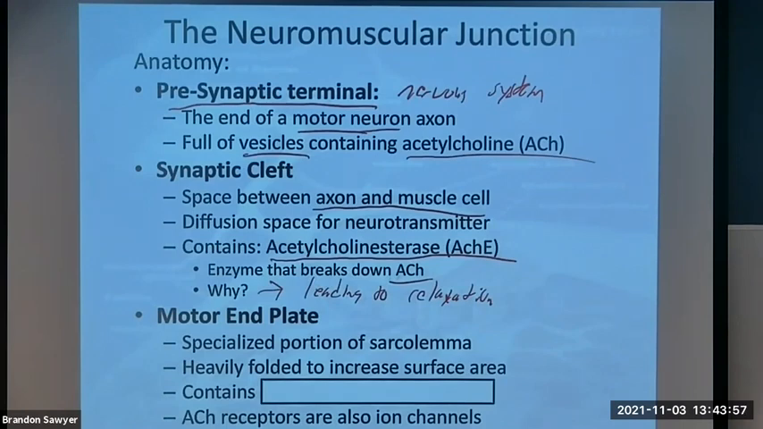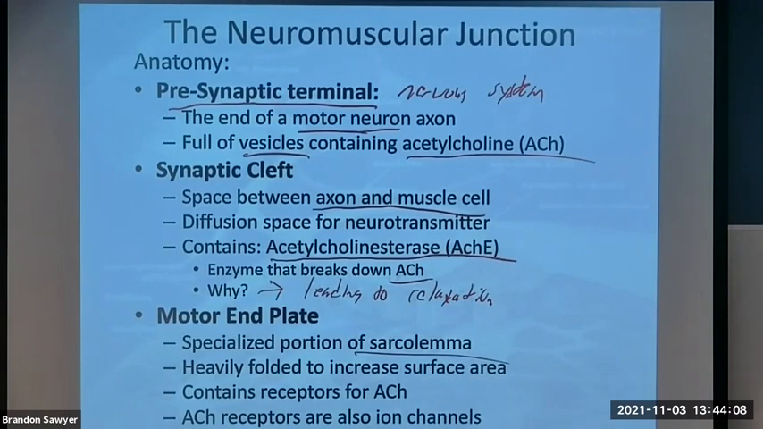And then lastly, the muscle side of the neuromuscular junction is the motor end plate. We already talked about this part before. It's a specialized region of the muscle cell membrane, the sarcolemma, heavily folded so we can have a lot of surface area to put a lot of these receptors for acetylcholine in the membrane.